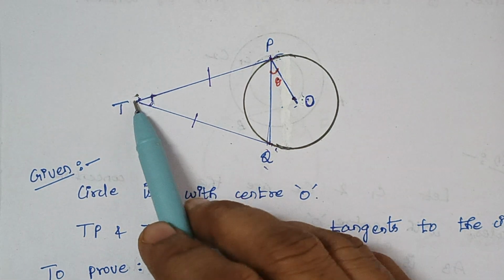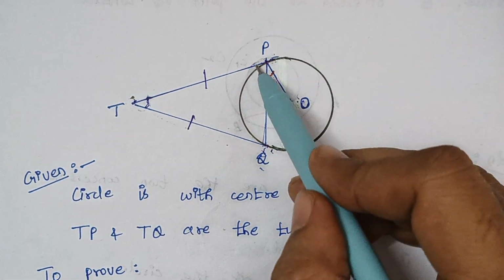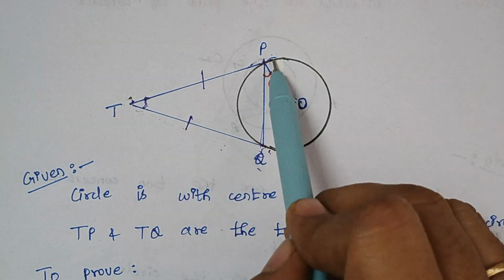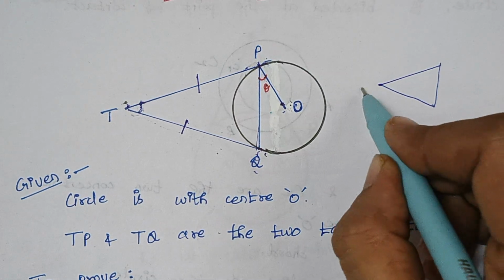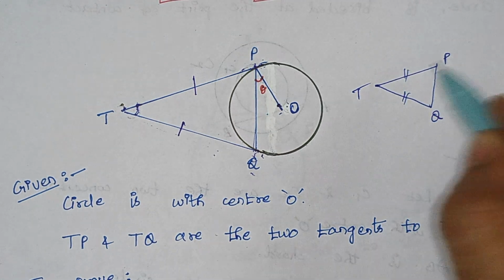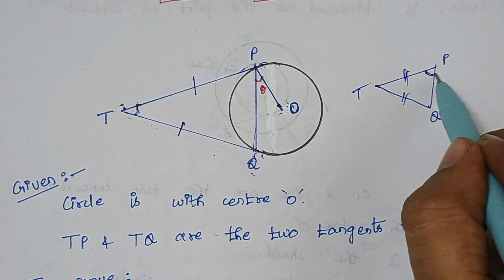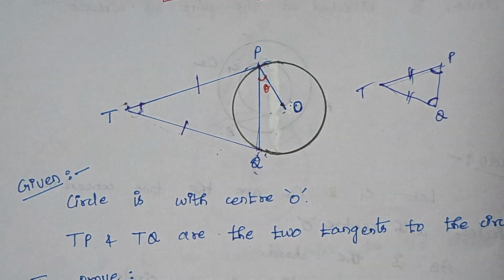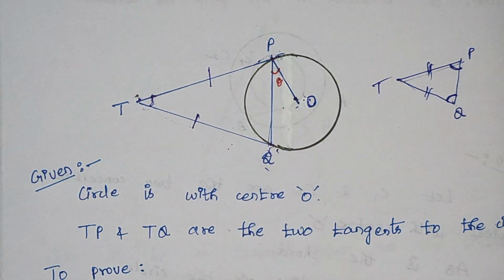Here this is the side. What is the angle which is opposite to this side? The angle is P. And again consider this side. Consider only this triangle, okay? Don't consider any other thing. That is T, P and Q. And this side is equal to this side. So the angle opposite to this side is P and the angle opposite to this side is Q. Therefore, angle P will be equal to angle Q.